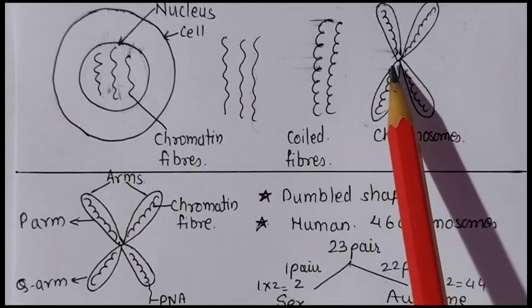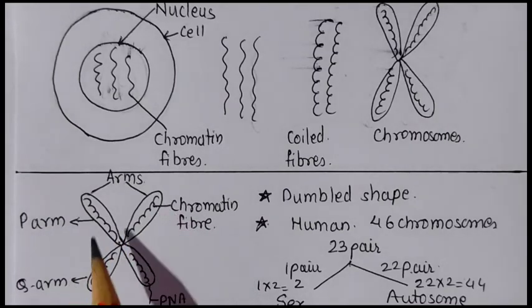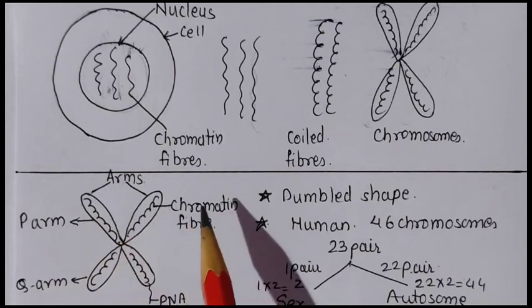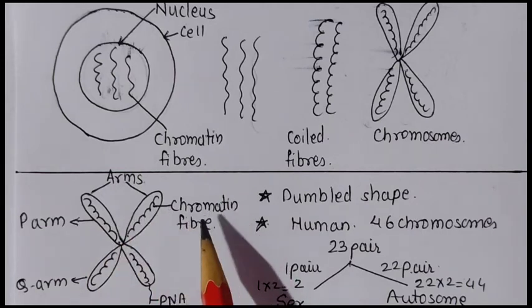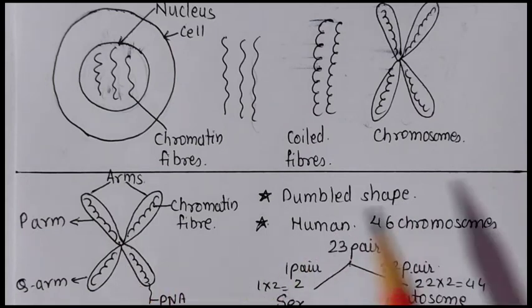structures of chromosomes you have learned, different shapes of chromosomes you have learned. Now you have learned that the chromosome consists of two arms, the P arm and the Q arm. These are the two arms of it. It consists of chromatin fiber. This chromatin fiber is nothing but DNA. Now the structure of the chromosome is dumbbell shaped. Dumbbells, you know that.